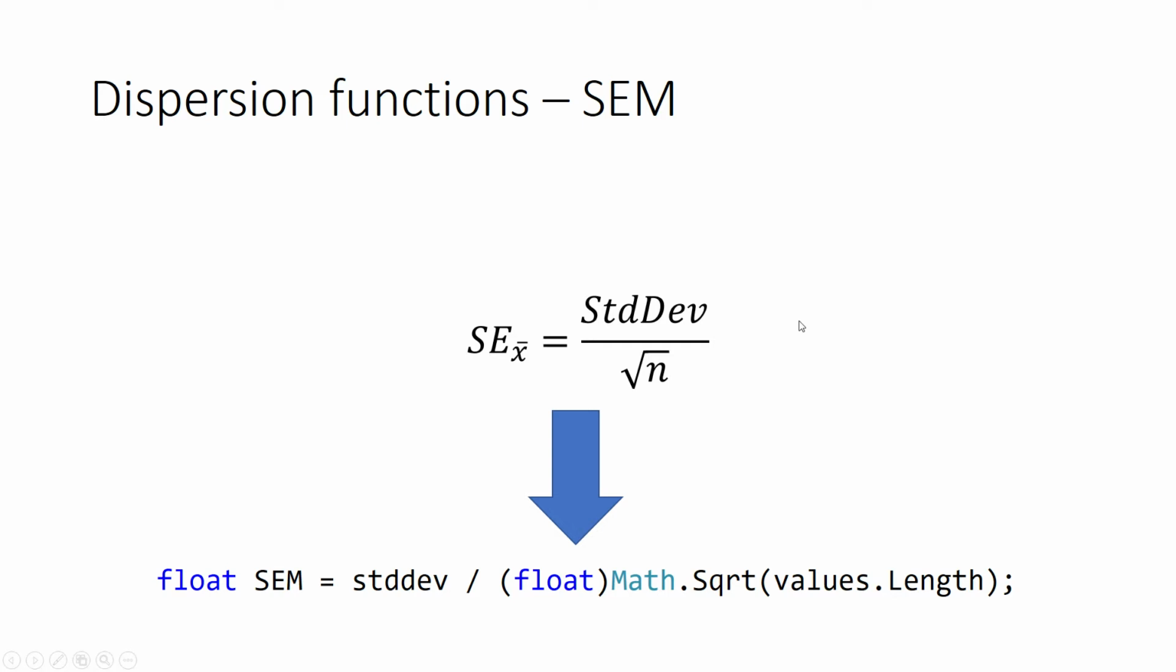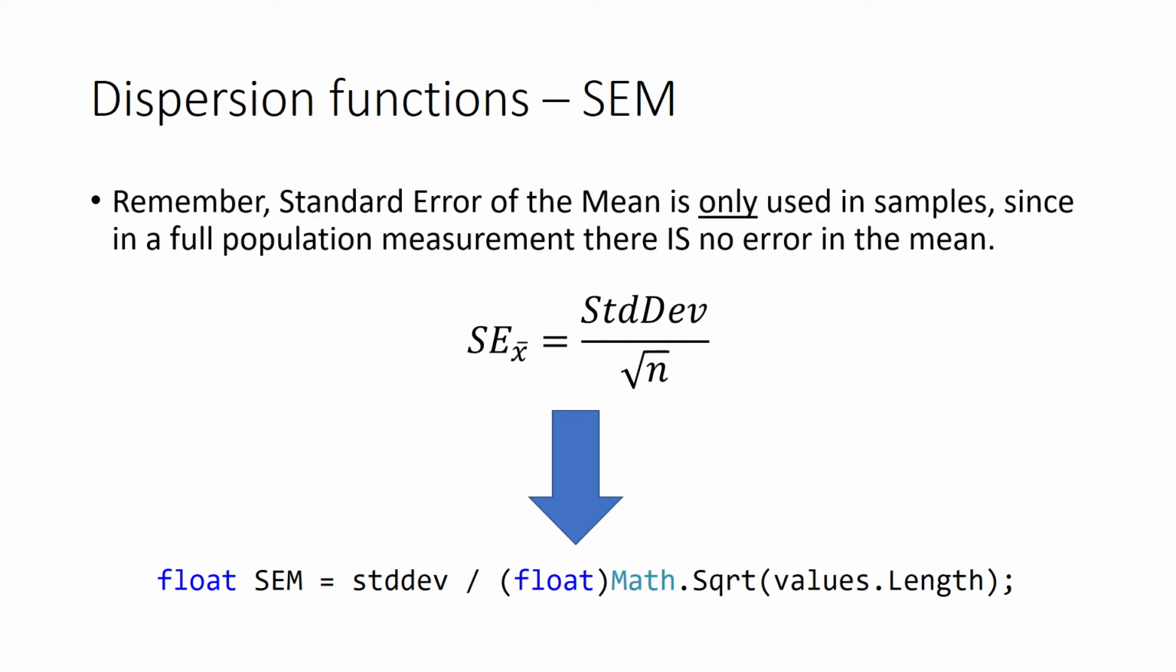And last but not least, we've got standard error of the mean. So standard error of the mean is standard deviation divided by the square root of n, which is the number of items in your data sample. So SEM equals standard deviation, which you had to calculate in advance, divided by the square root of n.